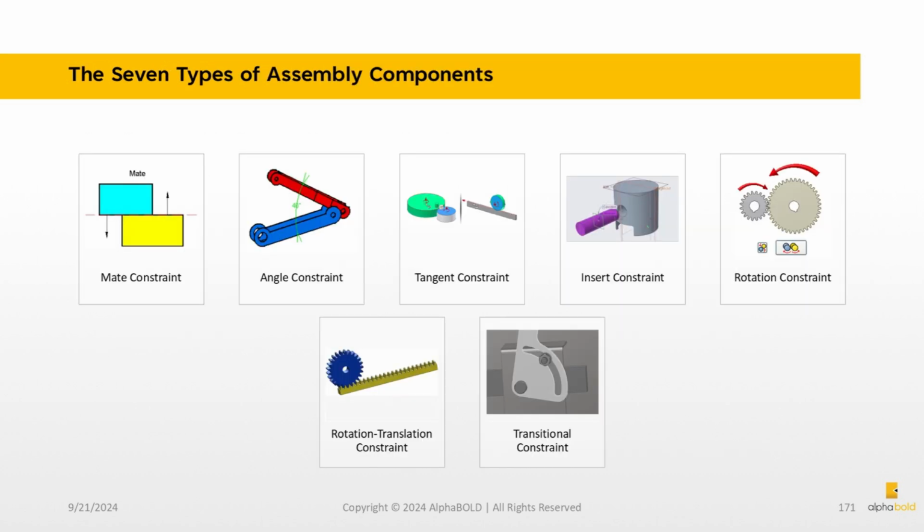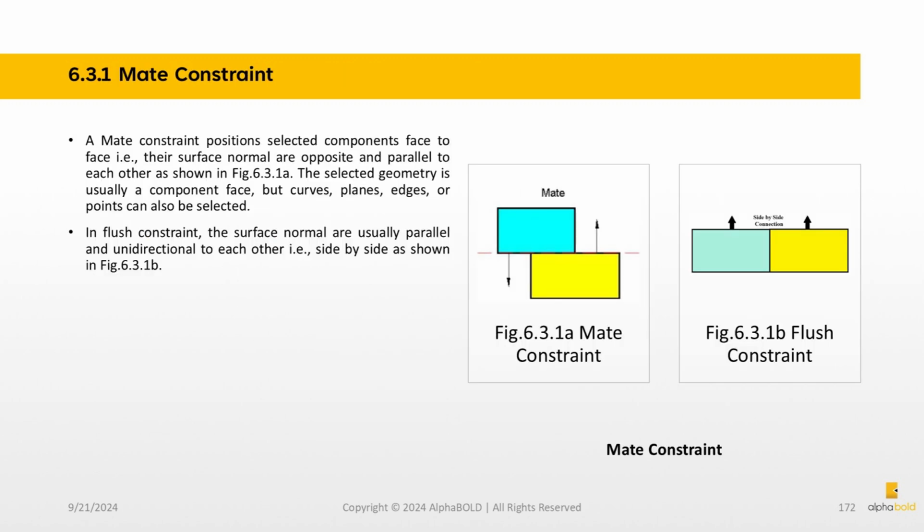The 7 types of assembly components: Mate Constraint, Angle Constraint, Tangent Constraint, Insert Constraint, Rotation Constraint, Rotation Translation Constraint, Transitional Constraint. A Mate Constraint positions selected components face to face, i.e., their surface normal are opposite and parallel to each other. The selected geometry is usually a component face, but curves, planes, edges, or points can also be selected. In Flush Constraint, the surface normal are usually parallel and unidirectional to each other, that is side by side.